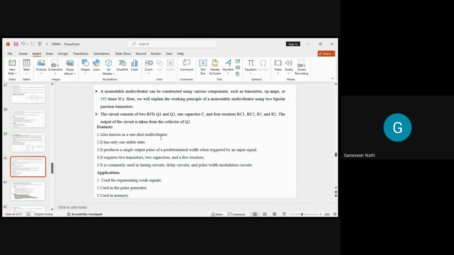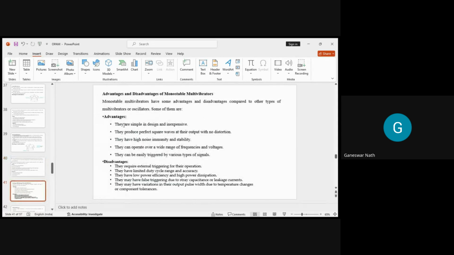So these are some of the features of the monostable multivibrator, also known as a one shot multivibrator. There is only one stable state. It produces a single output pulse. It requires two transistors, two capacitors, and a few resistors. It is commonly used in timing circuits, delay circuits, and pulse width modulation circuits. Applications include regenerating weak signals, pulse generators, and memory. There are many advantages, and you can also read the disadvantages here.